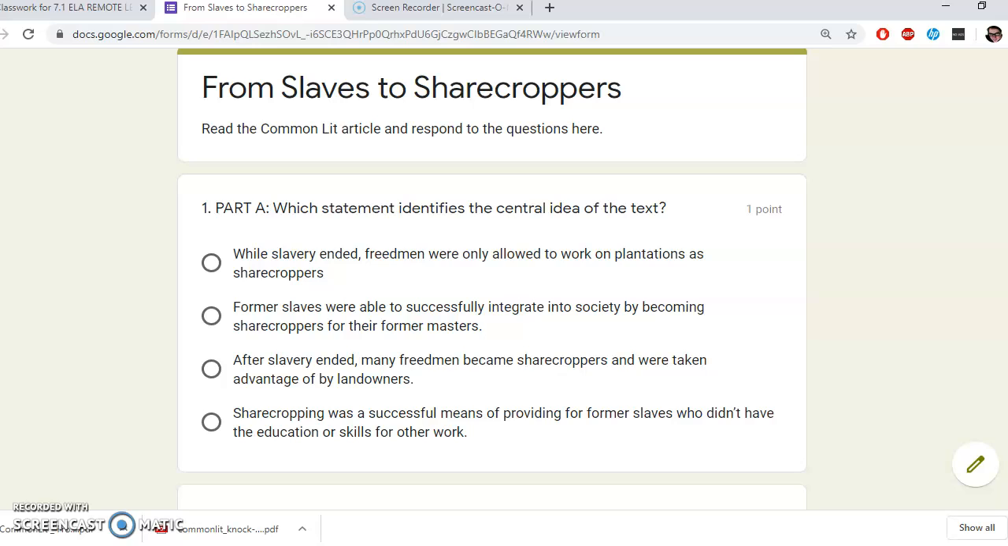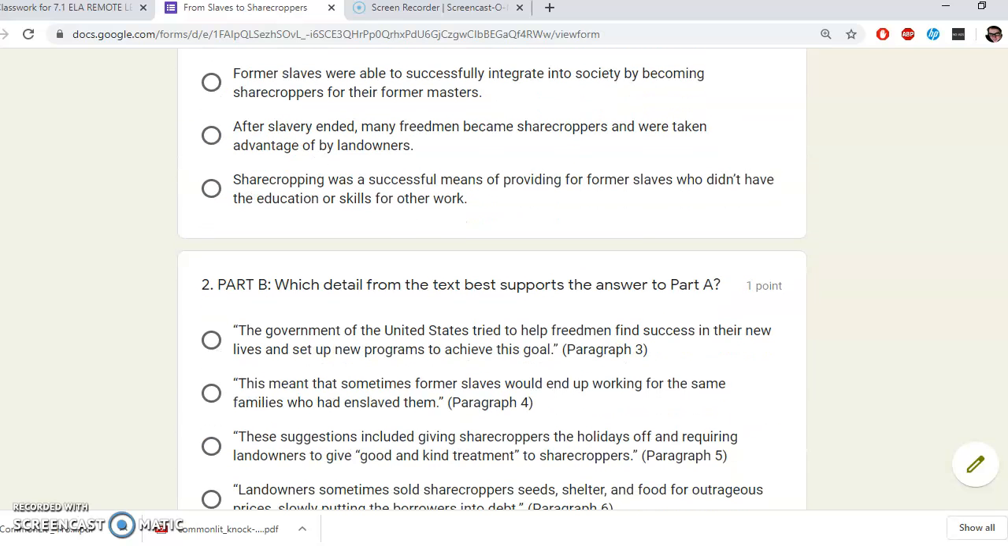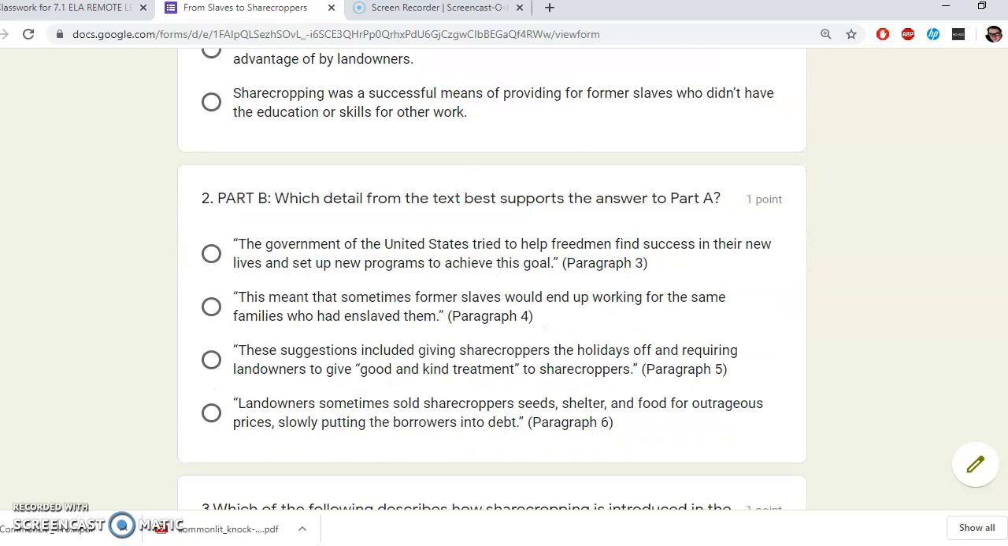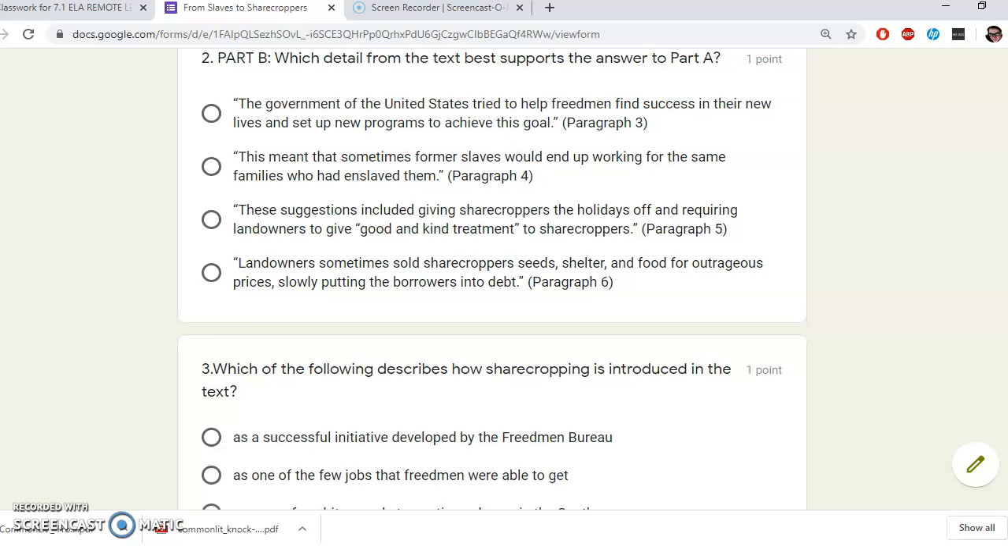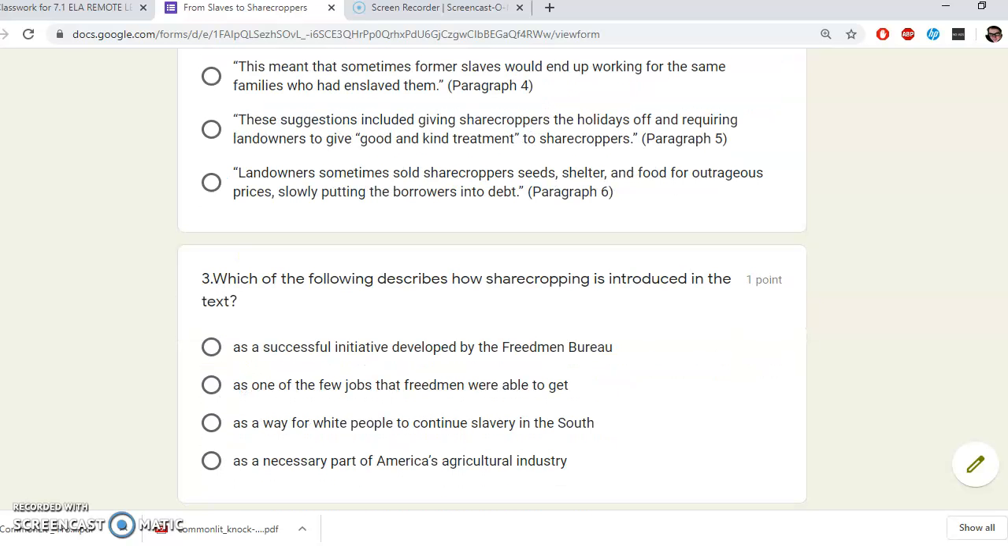Number 1 is part A, which statement identifies the central idea of the text? Again, pointing out the central idea is one of the more important things in reading a nonfiction text. That's always going to be followed up with which detail from the text best supports the answer to part A. So make sure that you have part A and part B working in tandem together. A central idea, what best supports that central idea? You could look at them at the same time, possibly, as a way of choosing the best answers.